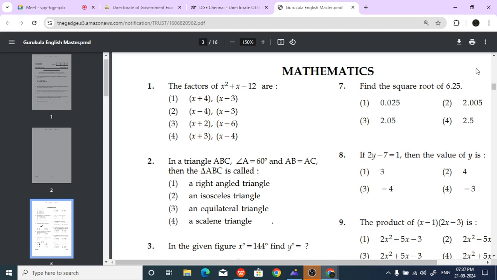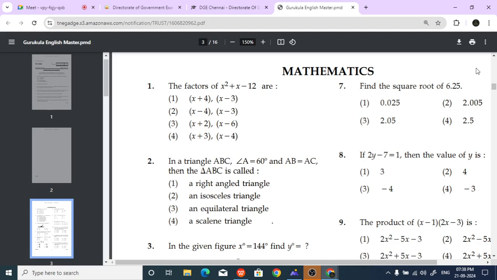When you multiply plus 4 in the first factor with x in the second factor, you get 4x. And if you multiply x and minus 3, you get minus 3x. 4x minus 3x is how much? Plus x. So, that is also there in the equation. And 4 into minus 3 is minus 12. So, option 1 is the right answer.